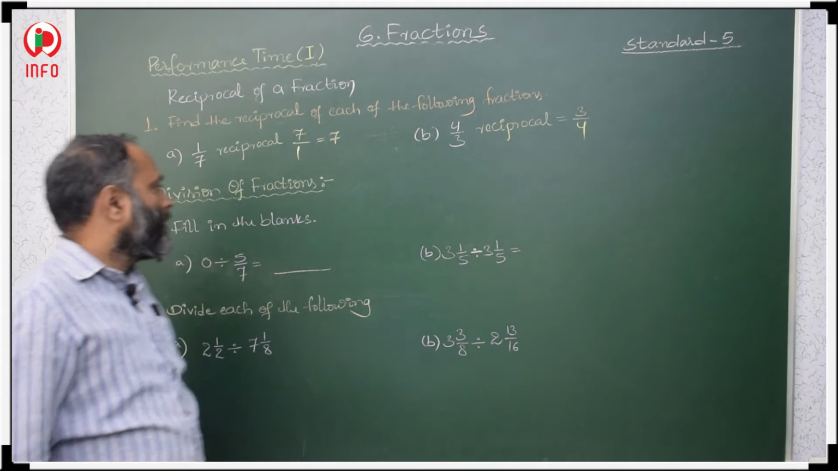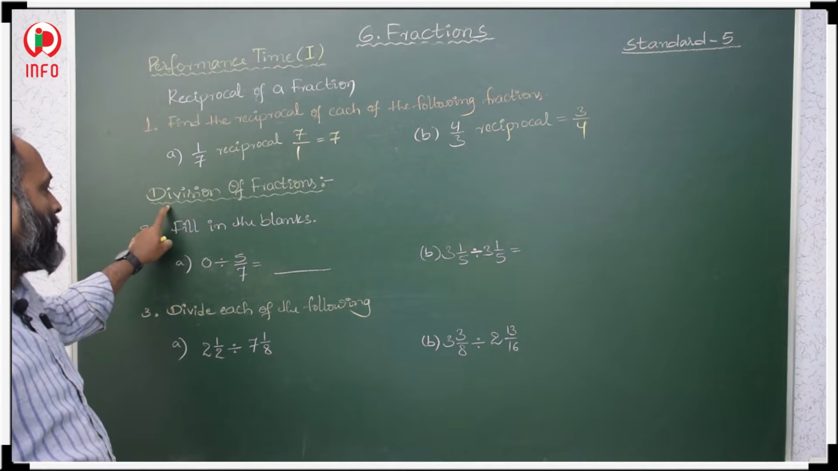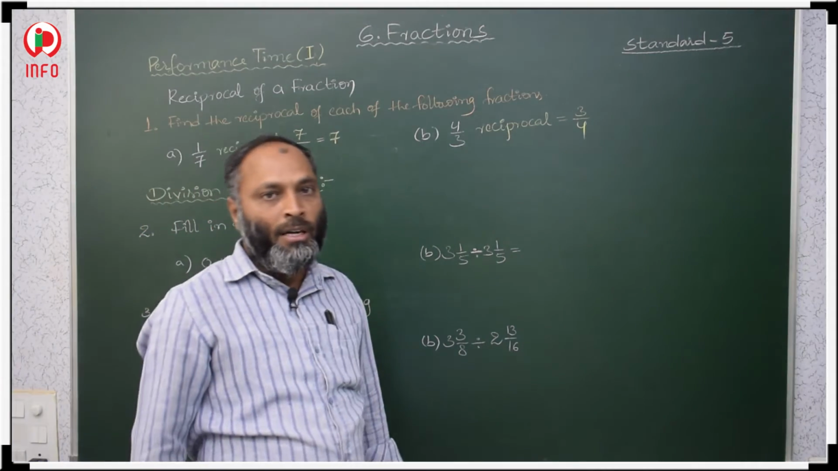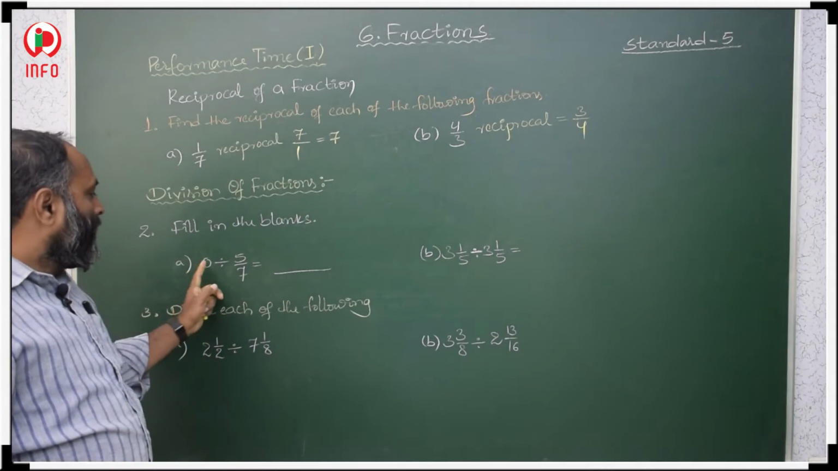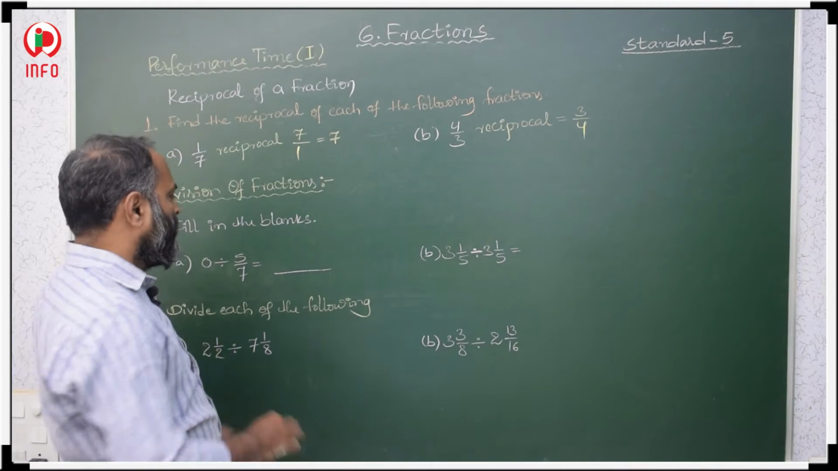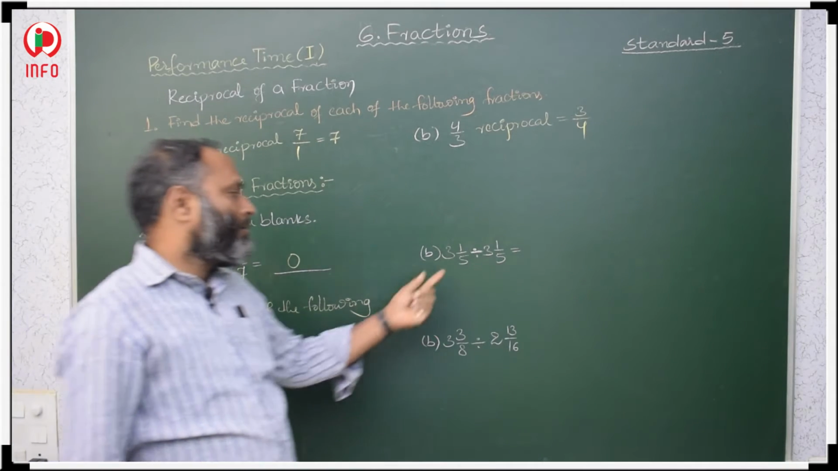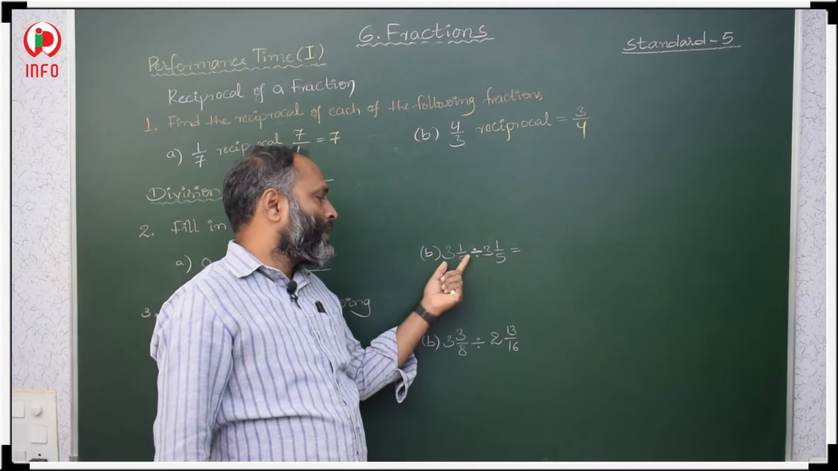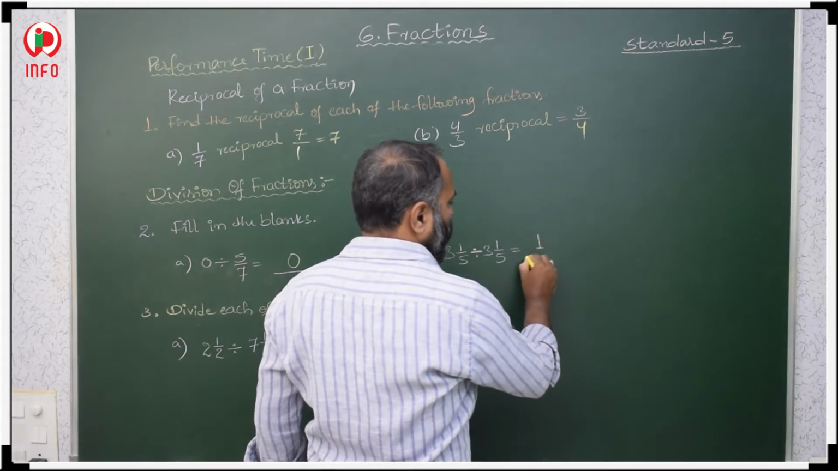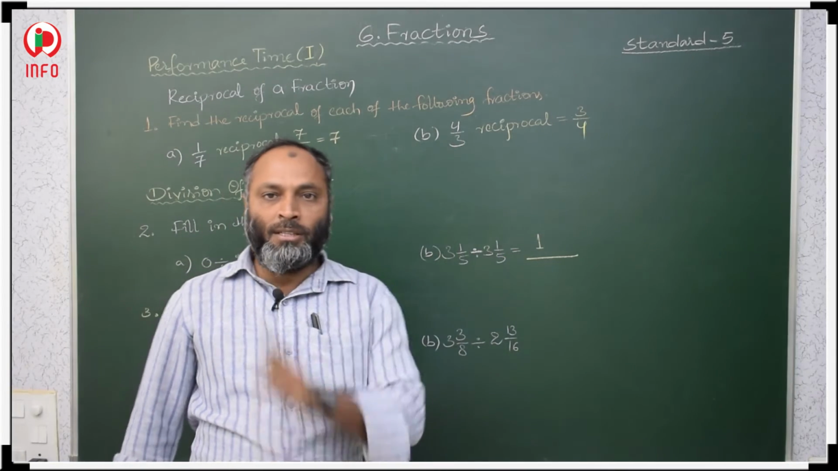Okay. Now division of fractions. So how to divide when fractions are given? So these are the properties. These two blanks are based on the properties of division. So 0 divided by any fraction is always 0. Fraction divided by itself, the answer is 1. Same fraction divided by same fraction, the answer is 1.